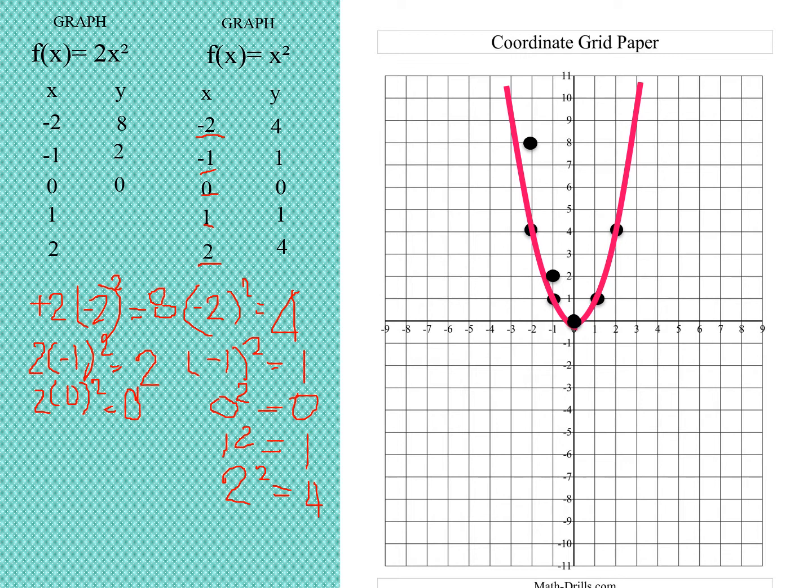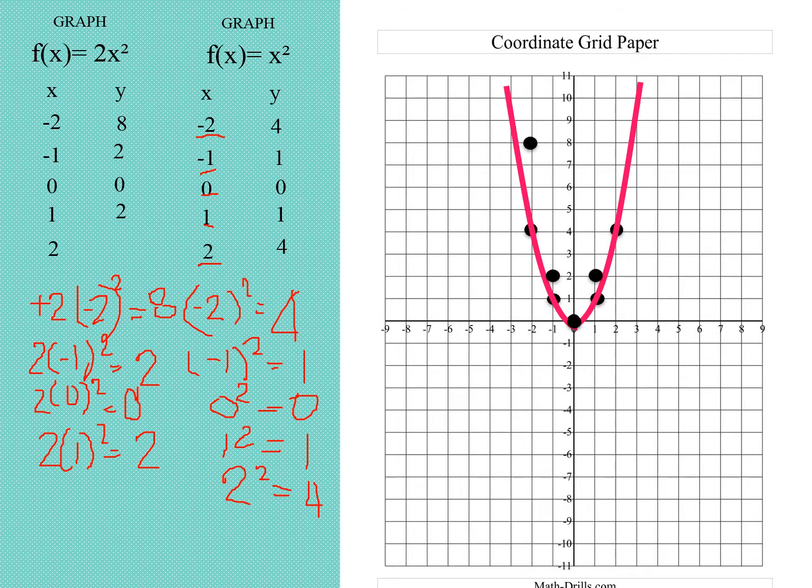Next, let's go to 1. So, we have 2. We just substitute the 1 into our x squared. So, we have 1 times 1 will be 1. Then 1 times 2, 2 also. So, we have y as 2. Then our point is there.